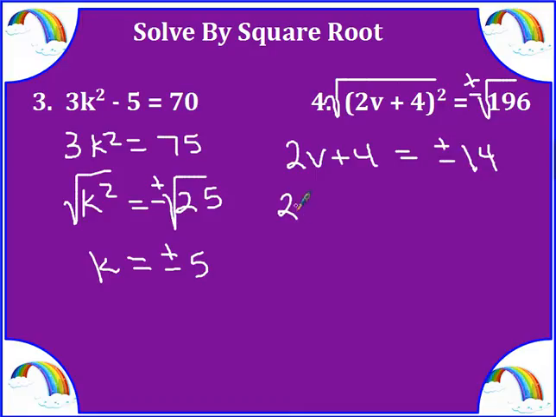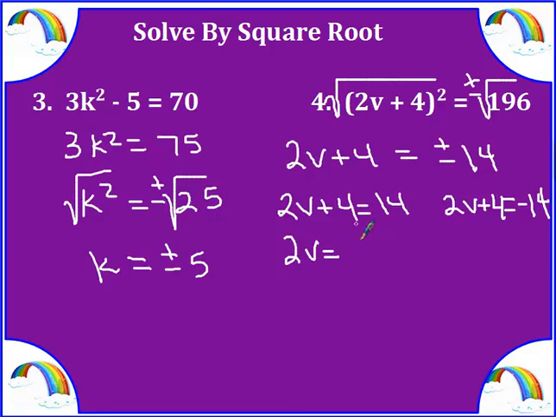So we have to set this 2v plus 4 equal to positive 14 and 2v plus 4 equal to negative 14. We're going to subtract 4 from both sides. That gives me 10. Divide by 2, and one solution is 5. Over here, when I subtract 4 from both sides, I'm going to get a negative 18. Divide both sides by the 2, and I get negative 9. So my two solutions are 5 and negative 9.